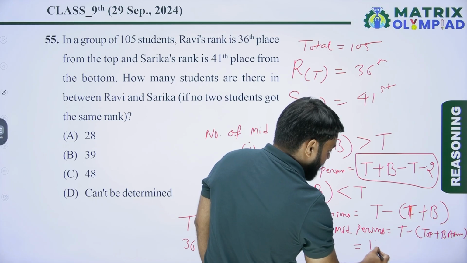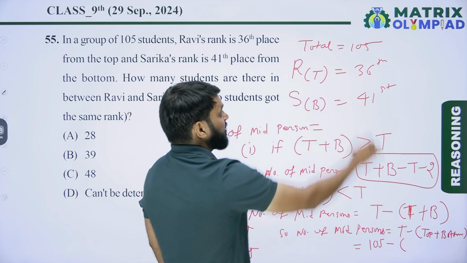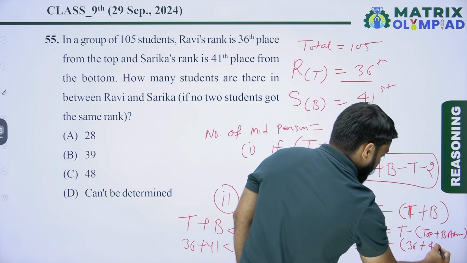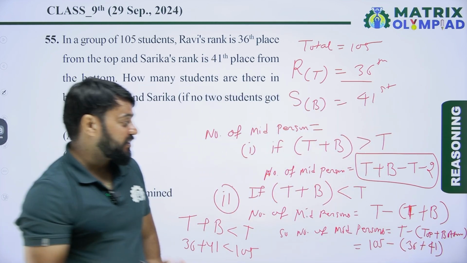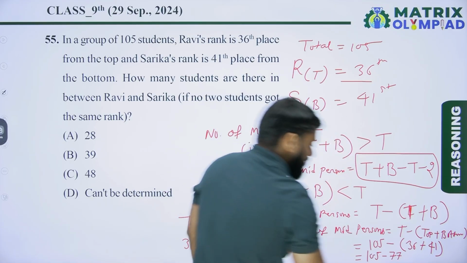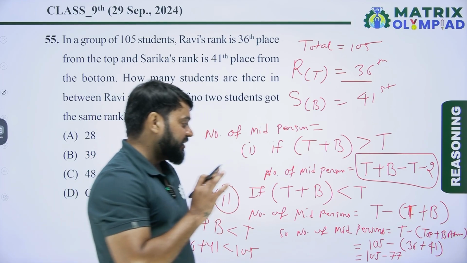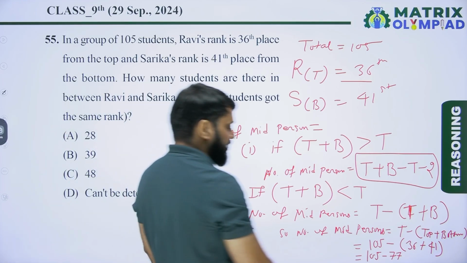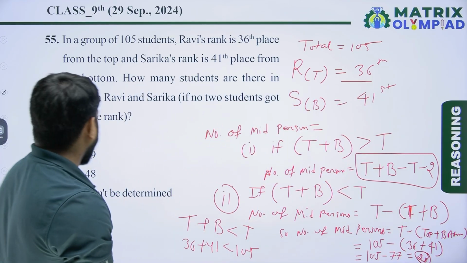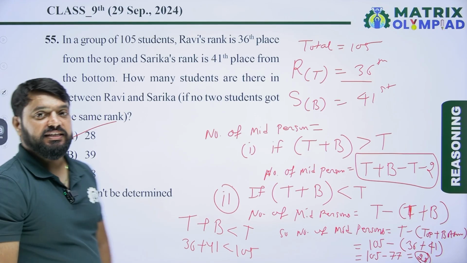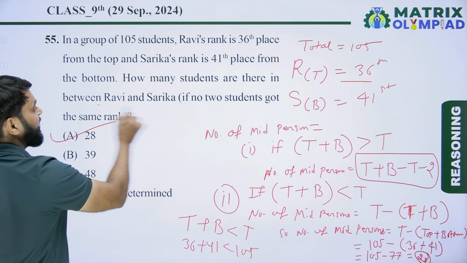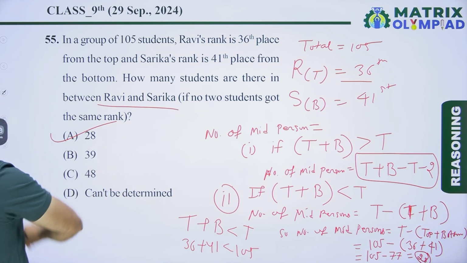So total is 105 minus top position of the first person, which is 36, plus bottom position of the second person, which is 41. 36 plus 41 means 77. 105 minus 77 means 28. So 28% in between Ravi and Sarika. Here option A is the correct answer of this question.